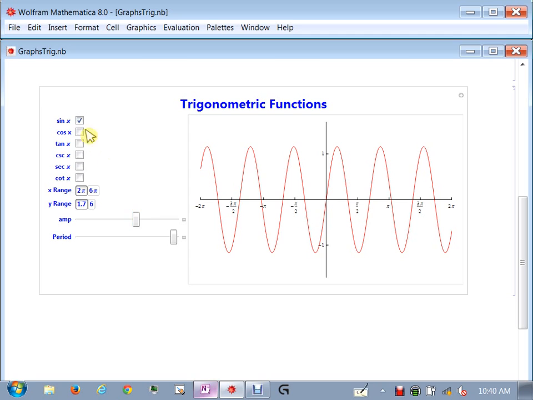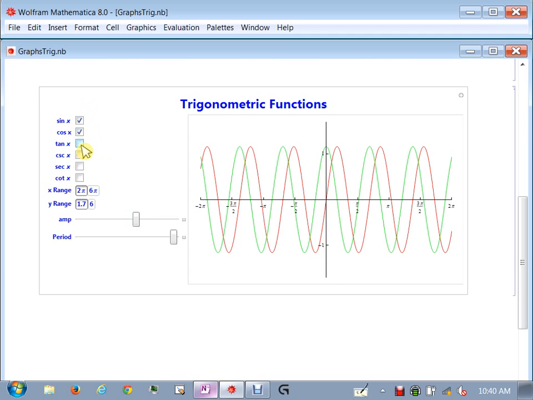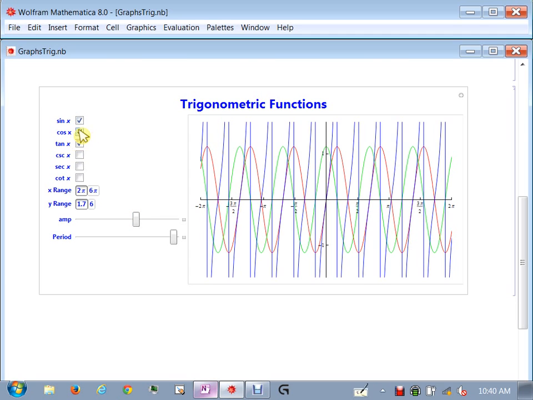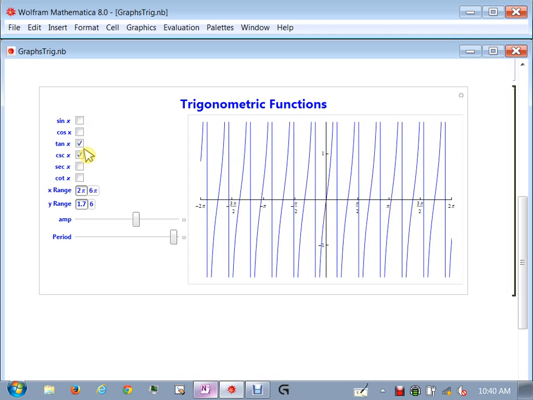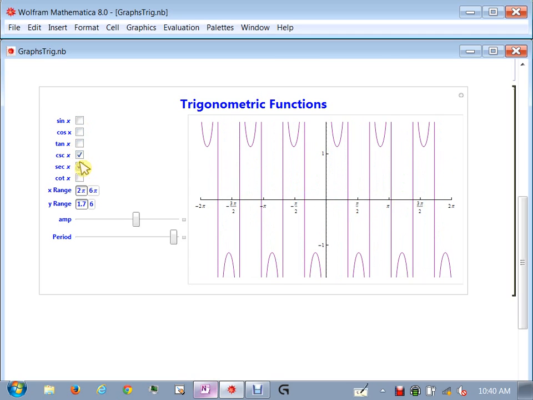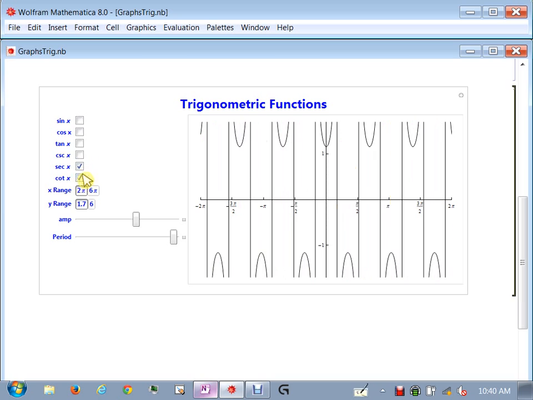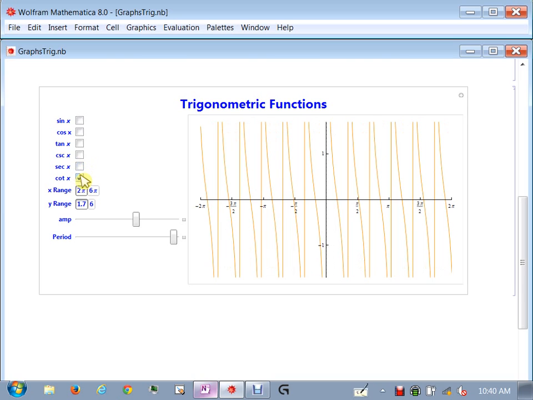And we'll do the same thing for cosine. And we'll do the same thing for tangent. And we'll do the same thing for cosecant. And then we'll do the same thing for secant. And we'll do the same thing for cotangent. And we're going to be able to graph all these by hand at some point in time. All right, so that's where we're headed.